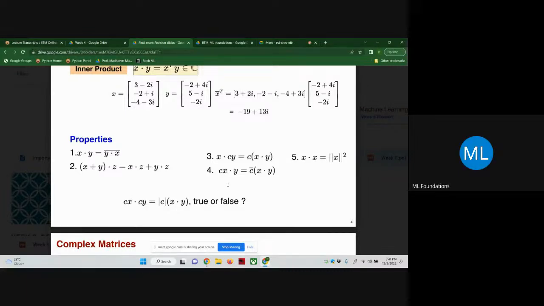If c is a complex number, both 3 and 4 will not be correct. If c is a real number, then 3 and 4 both will be correct. Both will be same.